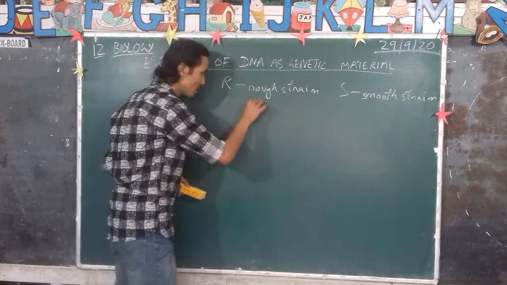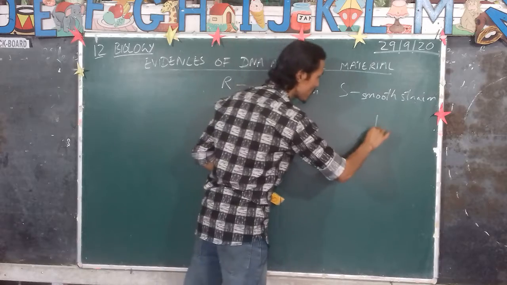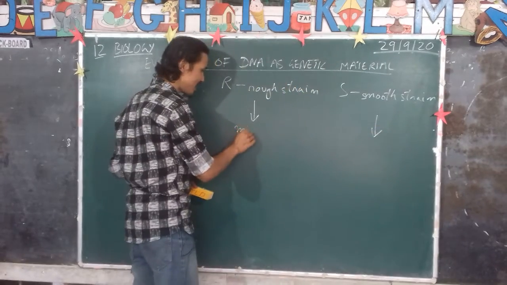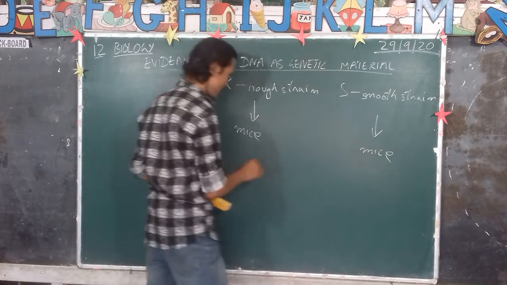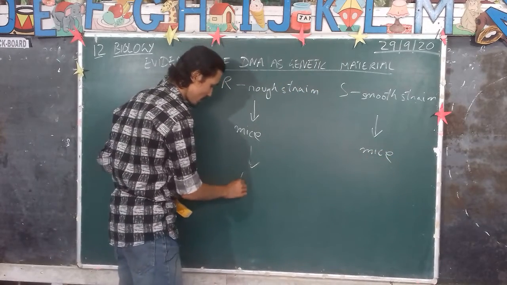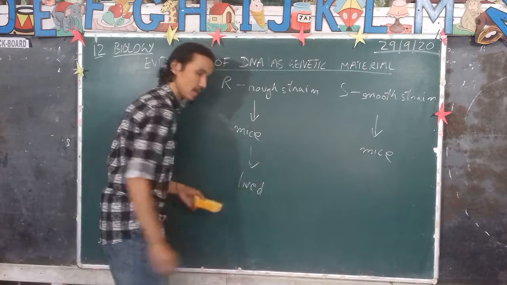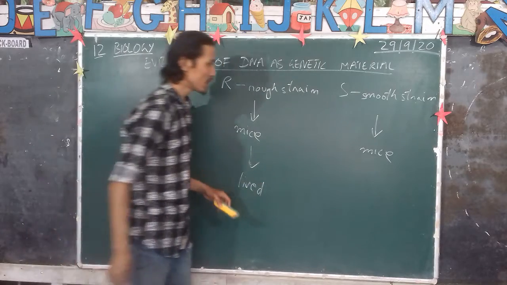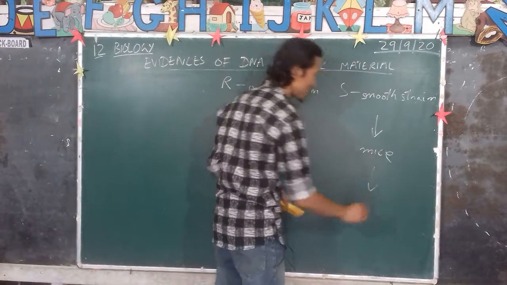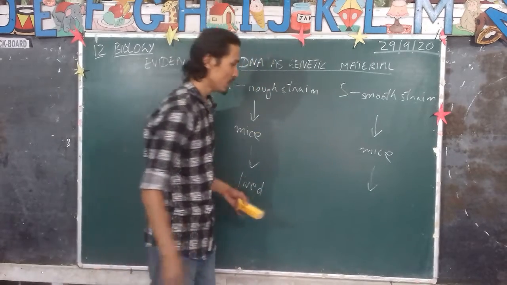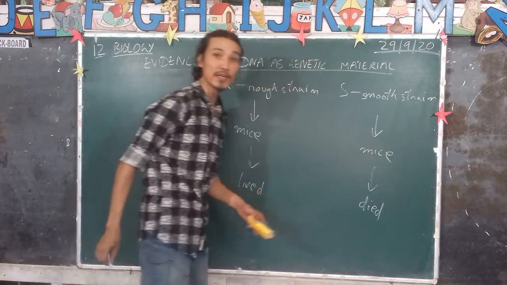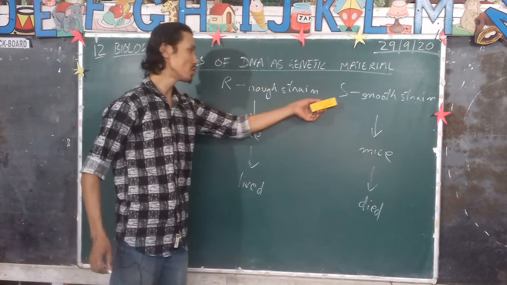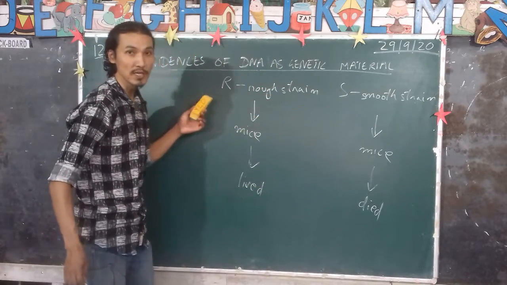So what happens is, when the rough strain was injected into mice, the mice survived. They did not have any effects of pneumonia. But when mice were injected with the smooth strain, they all got pneumonia and eventually died. So the smooth strain causes pneumonia, the rough strain does not.